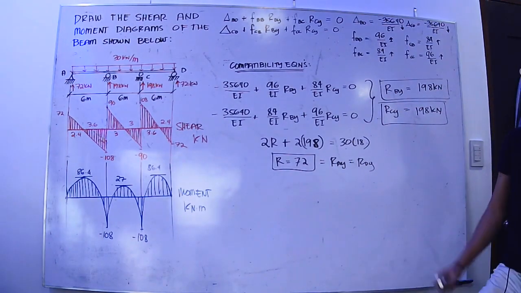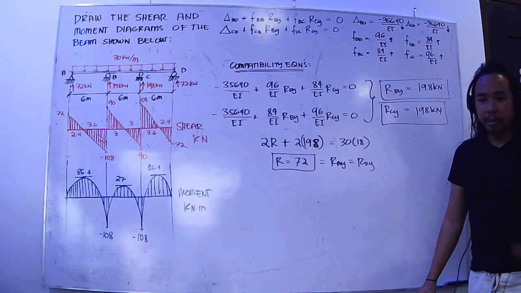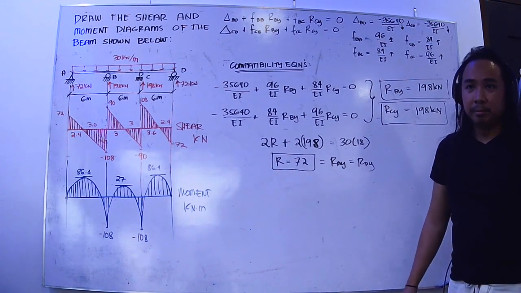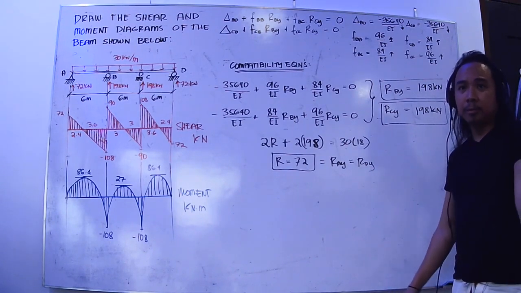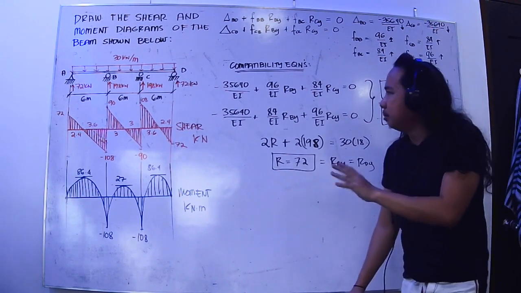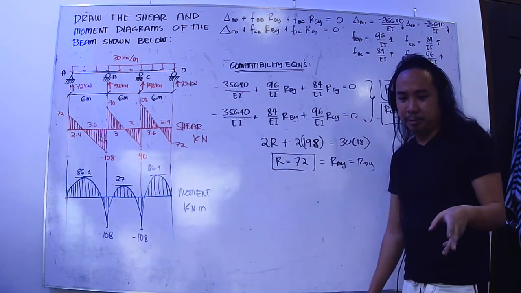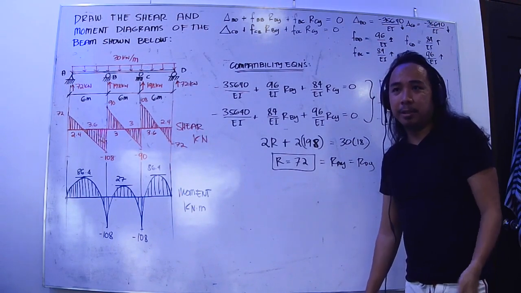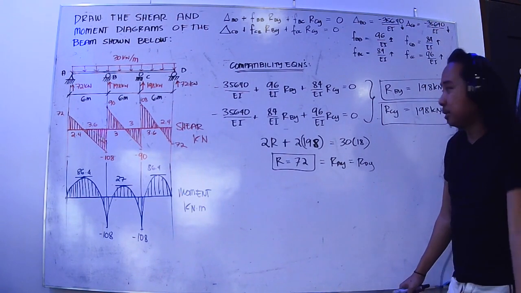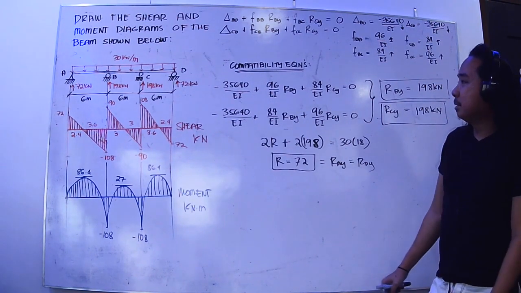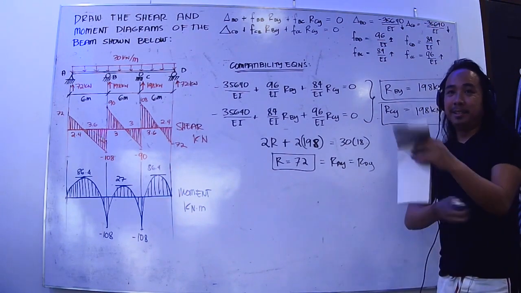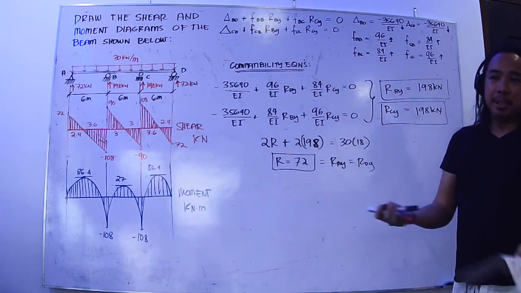Now we have realized that in our determinate structures, we need to solve for deflections. We solve the shear and moments in order to get the deflection. For indeterminate structures, we solve for the deflections in order to get the shear and moment in our beams. So there's an exchange there. So, you can appreciate that.